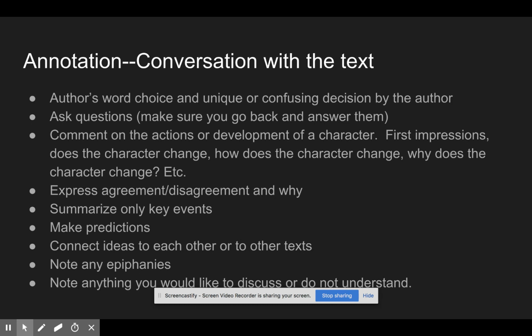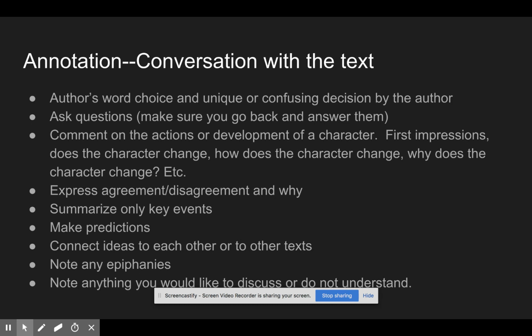And there will be times when you're reading and you're like, what? Seriously? That's so frustrating. Make sure you note that. Summarize only key ideas. That's the only time you want to summarize. You don't want to summarize everything you highlight, because not everything you highlight is a key idea.